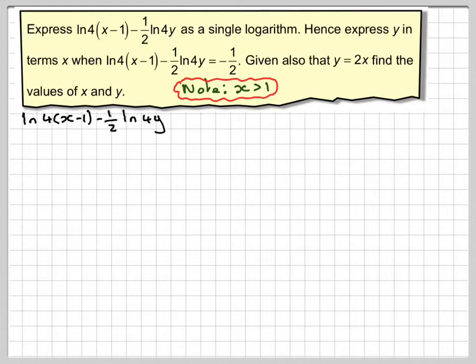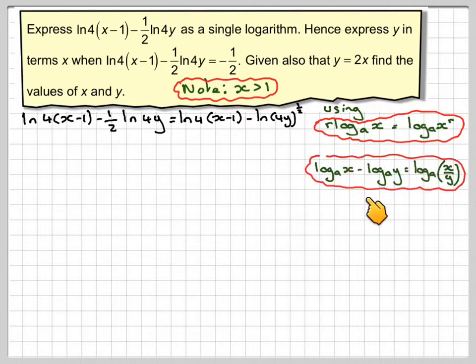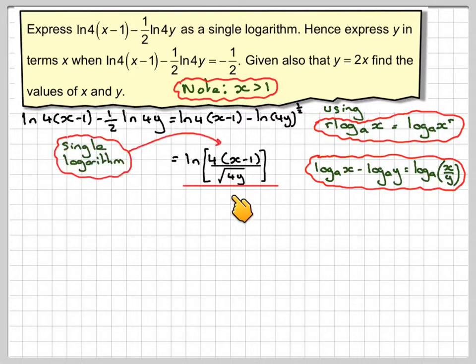So taking our expression and writing it as a single logarithm, using r log a x is equal to log a of x to the r, on this bit here we're going to get, first of all, ln of 4(x minus 1) minus ln of 4y to the power of a half. And now using log a x minus log a y is equal to log a of x over y, this bit here will now become ln of 4(x minus 1) over the square root of 4y. This is now what's known as a single logarithm.